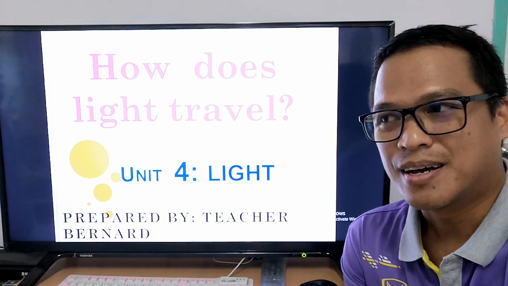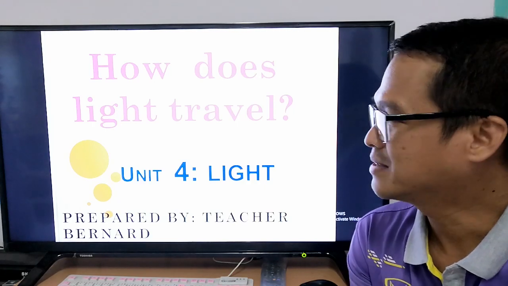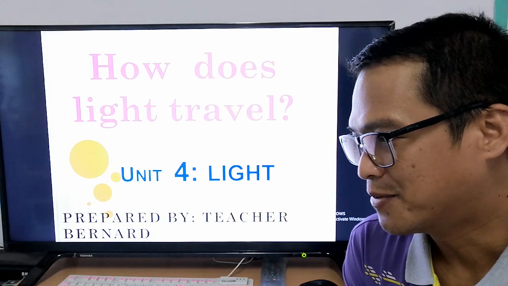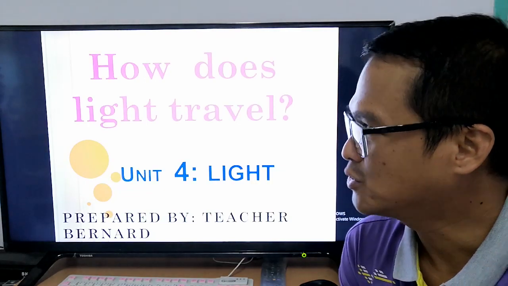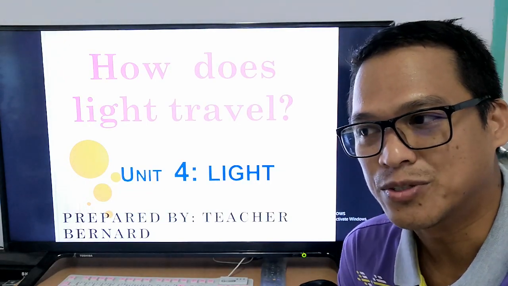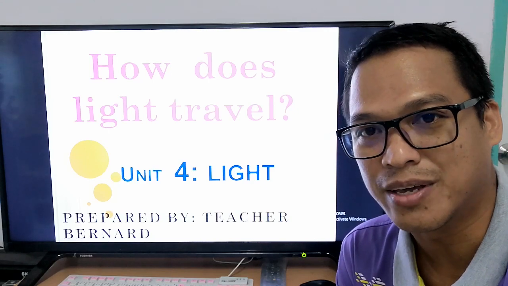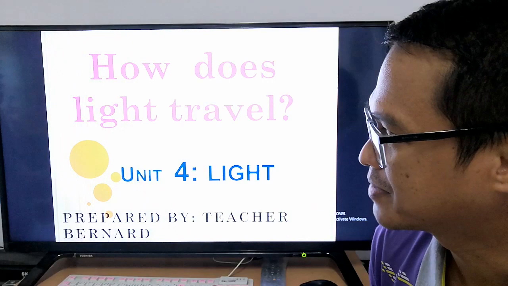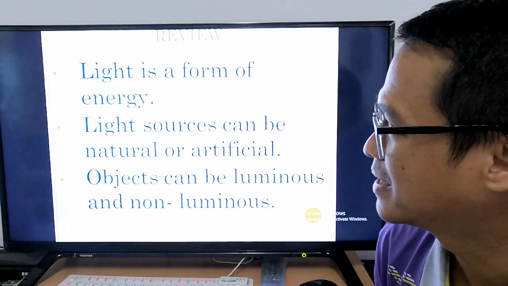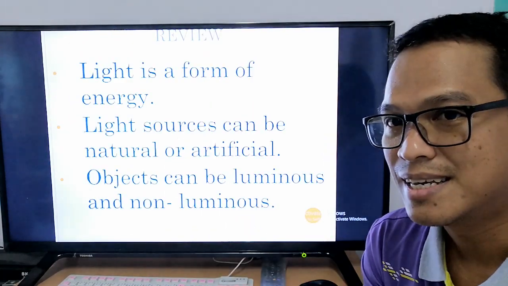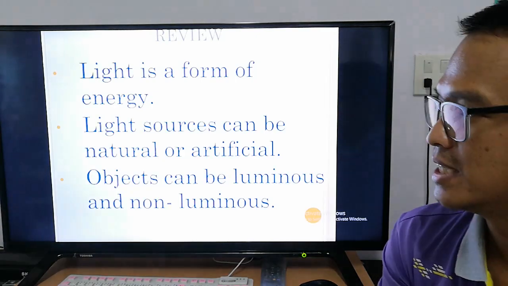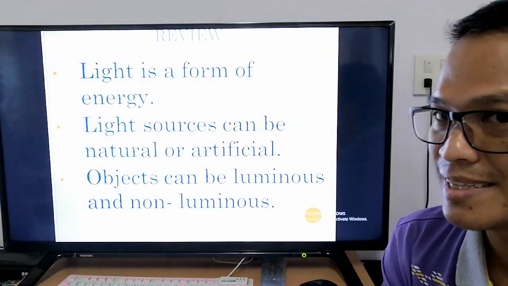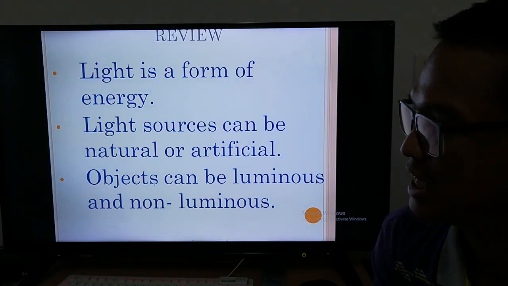Now, our lesson for today is about how light travels. Before we go through this lesson, we're going to review the things that we have studied from the last online video. Now, let's start with this. Light is a form of energy, which I've explained from last week already. Light is a form of energy.